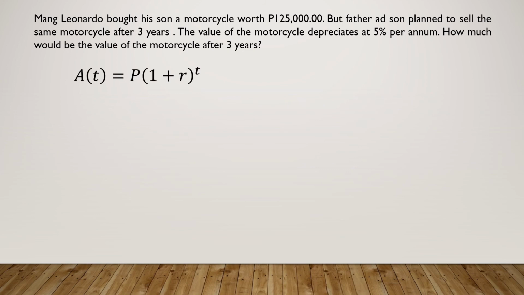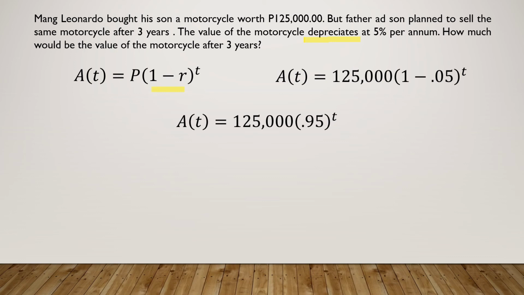So, using the same formula for compound, but dito sa ating problem, it says depreciates. Therefore, ang gagamitin natin ay 1 minus r. So, the amount is equal to 125,000 times the quantity 1 minus 0.05 raised to t. So, hindi pa natin sa-substitute yung 3 since kailangan natin ng model. Therefore, we have the amount is equal to 125,000 times 0.95 raised to t.